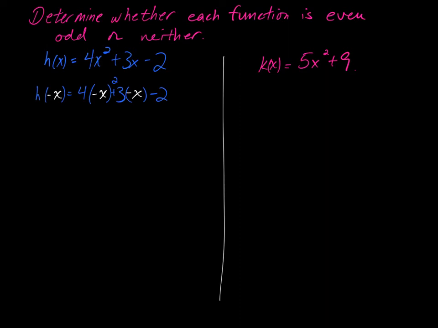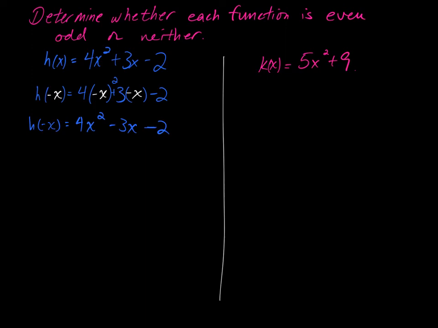So again, you just have to remember that this negative x squared will be positive, so positive x squared times 4 is a positive 4x squared. A positive 3 times a negative x is negative 3x, and then negative 2 just stays the same. So this is h of negative x.